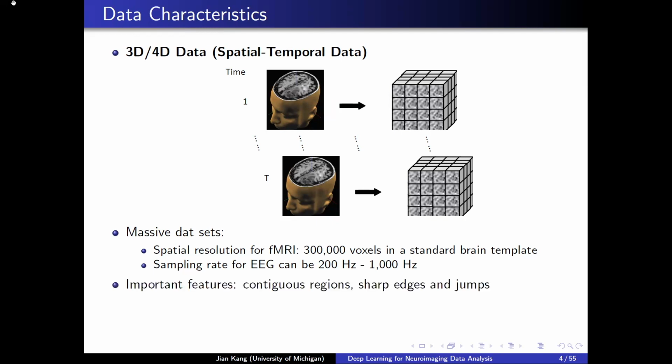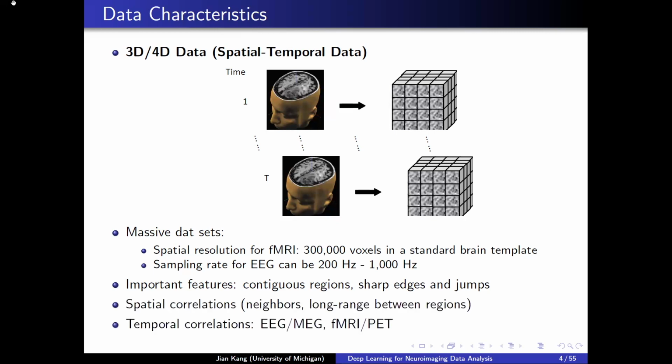The features capture the important characteristics of brain structures or brain functional activities. Due to the intrinsic property of the brain tissues, the activation may appear in different brain regions. They may have contiguous signals, and may have sharp change edges or jumps. It's a complicated pattern, with very complicated spatial and temporal correlations. There can be neighborhood correlations, local high correlations in spatial locations, and also long-range correlations between different brain regions because they are related to brain anatomic structures.